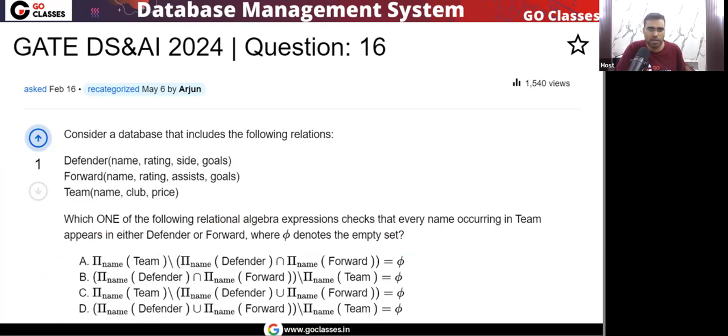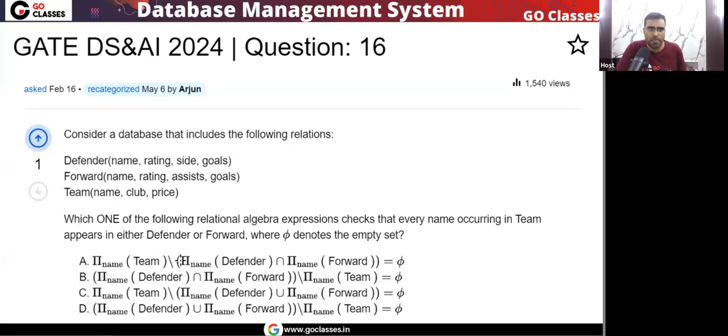Now let's solve it. First of all, before solving this question, let me tell you one thing about this operator. Look at this operator. Is this the division operator? See, in every option we have this operator. Tell me, what is this operation? Is this the division operation? No, this is not the division operation. The division operation is written like this.